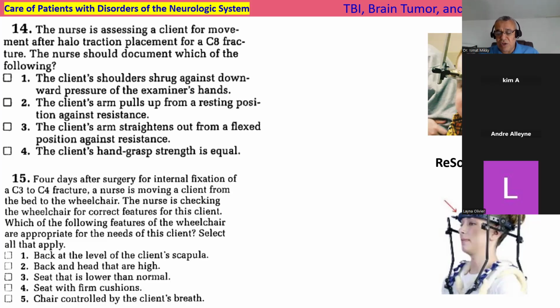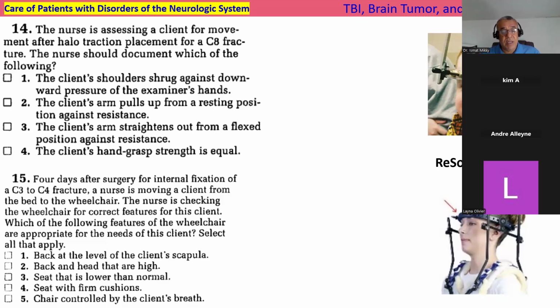So the motor function check for C5 to C6, how would you do that? Number one is trying to review with you the assessment techniques, like number one, to assess the motor function for C4 to C5. What about number two? The arm pulls up from resting position against resistance. That's the check for C5 to C6.